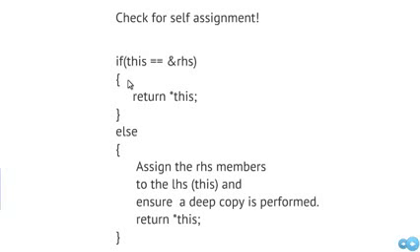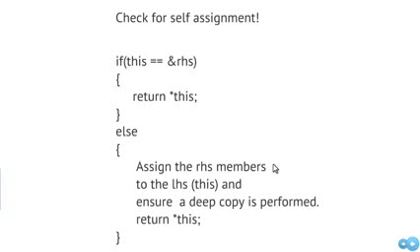If that's the case, we really shouldn't do anything else, and we should just simply return the dereference of this, so that we're returning that myClass object, and that would be returned by reference according to our function prototype. If that is not the case, then we can go down here and assign whatever we have in terms of the data members on the right-hand side to the left-hand side, and also ensure that we do a deep copy, and then return the dereferencing of this, so returning that myClass object.